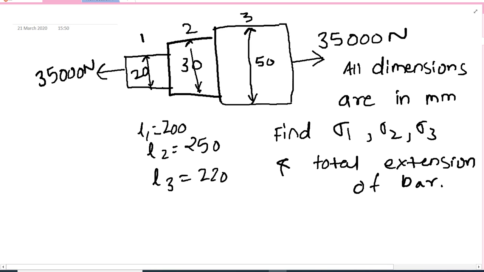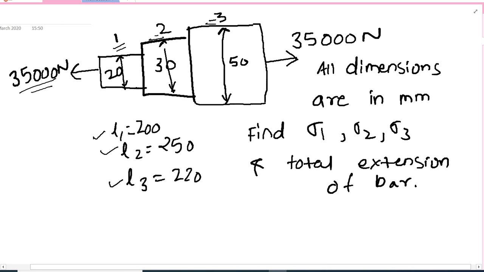Before solving this problem, these are the diameters given over here: 20, 30 and 50. Three sections, three steps, 1, 2 and 3, and on the three sections 35 kilonewton of load is acting, tensile, and the lengths are given as L1, L2 and L3. All the dimensions are in mm. Before solving this problem, I would like to tell you how to find the load at any section for a stepped bar.